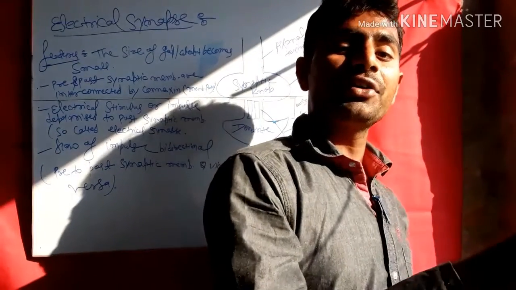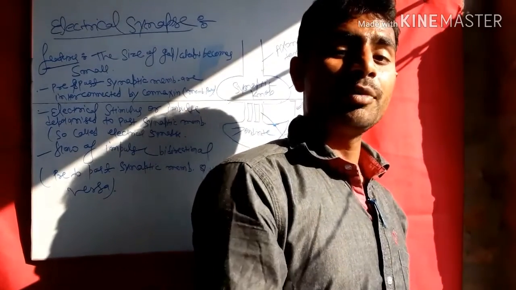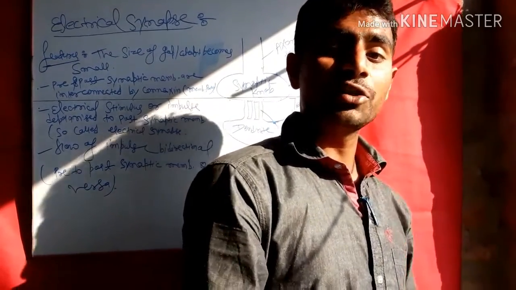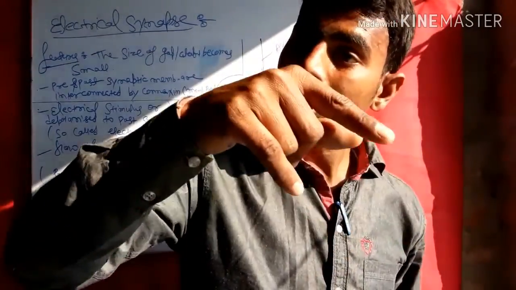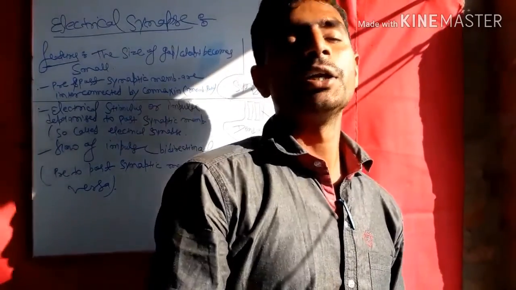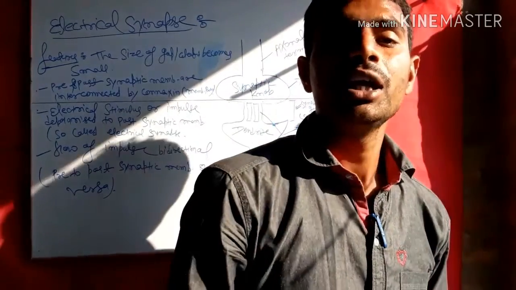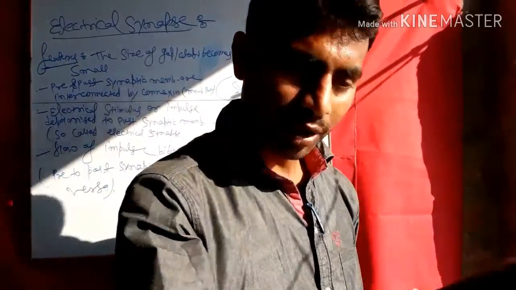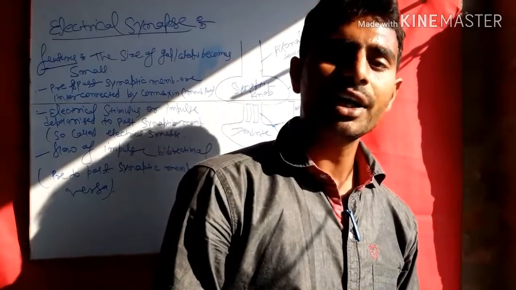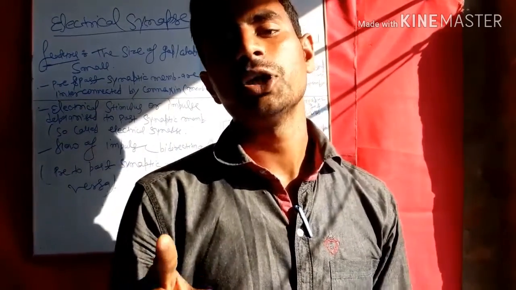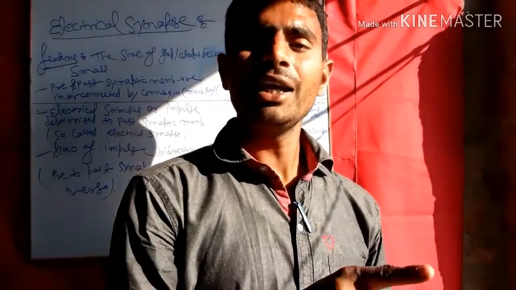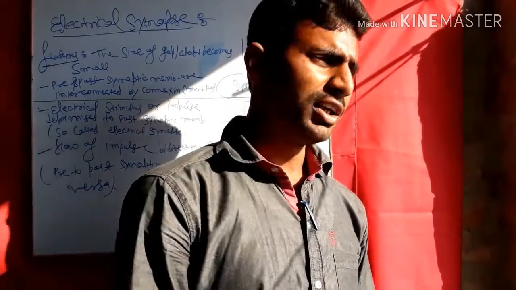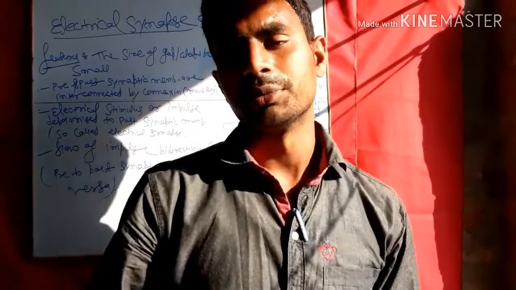Have you also studied the speed of conduction in the previous class? In myelinated fiber, the speed of conduction is 100 to 120 meters per second, but in non-myelinated fiber, the speed of conduction is 10 to 20 meters per second.